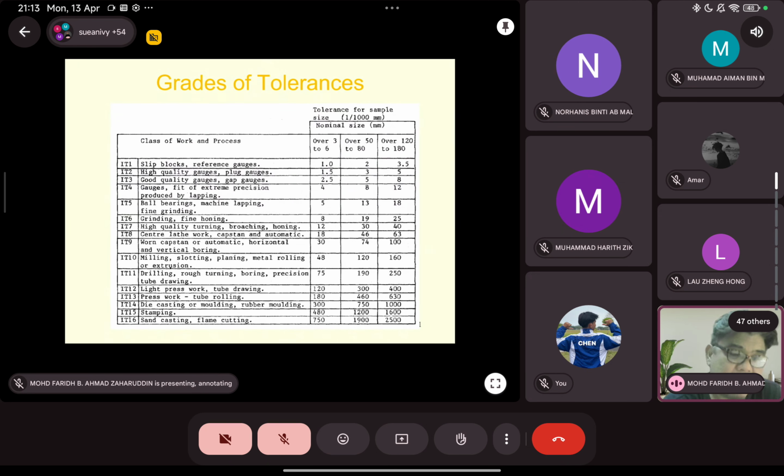Compare with IT16, which is made from sand casting, flame cutting. For size 3 to 6, even if it is small, the range, the possibility to have a good tolerance, no, for casting. It's about 0.750. Why? It's 1,000. We have to divide it by 1,000. So 0.75. And if you look for the oversize, about 120 to 180, it is about 2.5 mm. Okay? Nampak? Okay? About the IT grades.